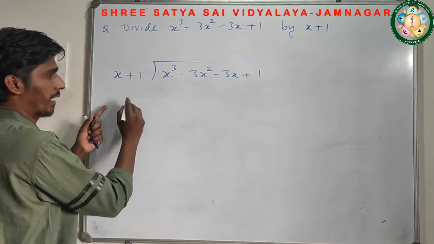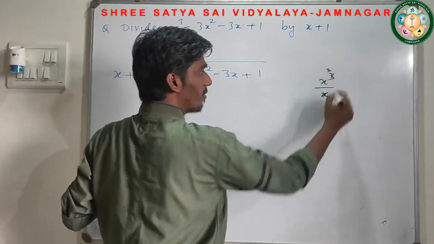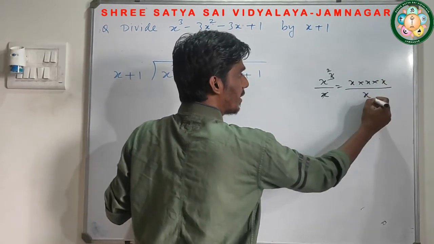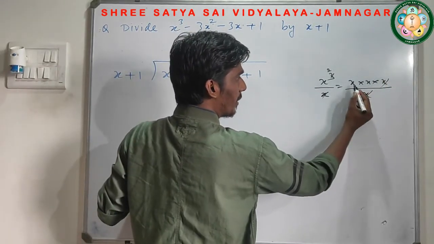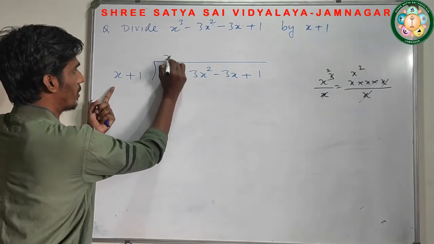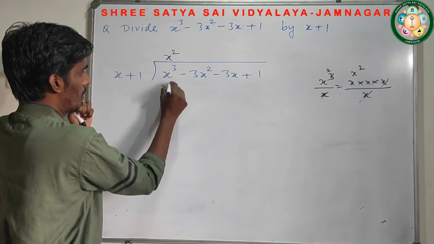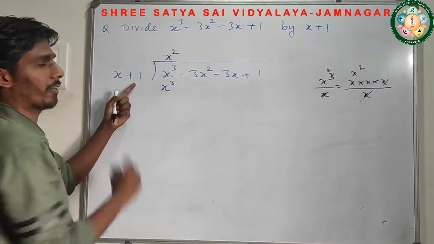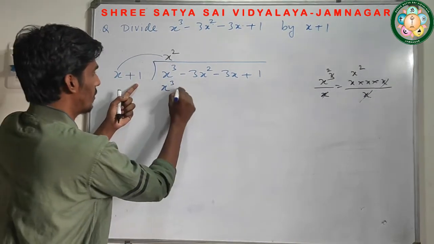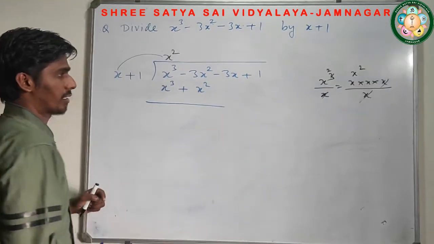So what am I going to multiply here to get this? It's x cube upon x. So x will cancel and you will get x cube means x into x into x divided by x. If I cancel this x, how many x will remain? x into x is x square. What does it mean? I am going to multiply here with x square. So x into x square is x cube. Now this 1 is going to multiply with x square, it's plus x square. Then leave a line here.